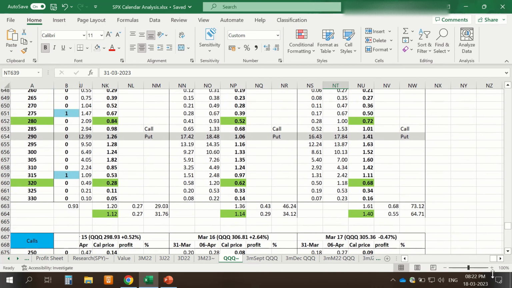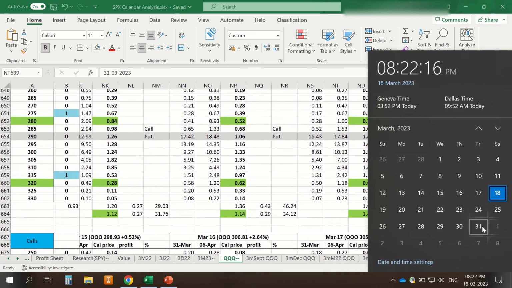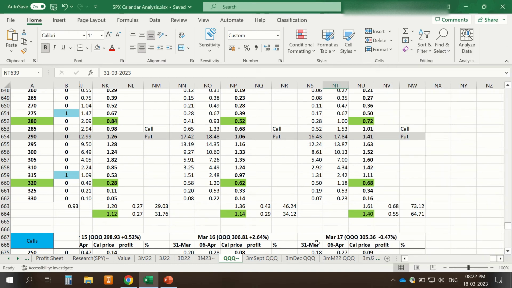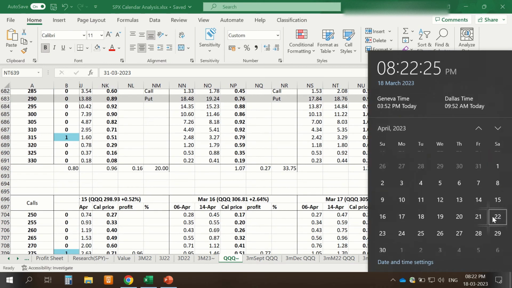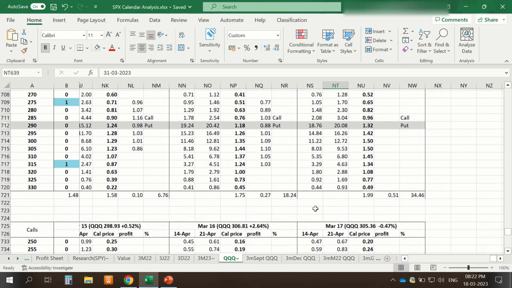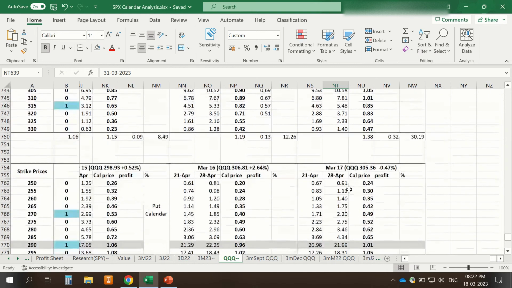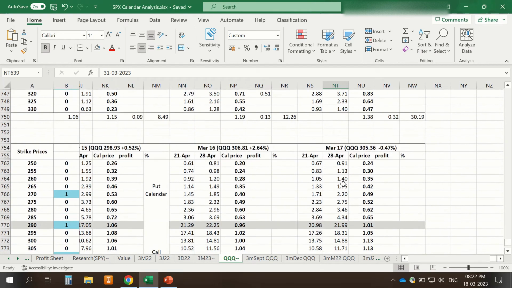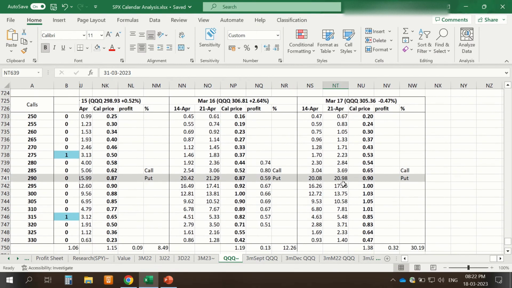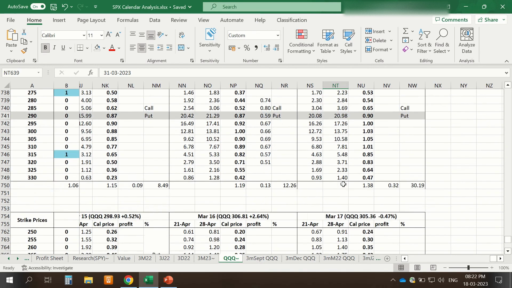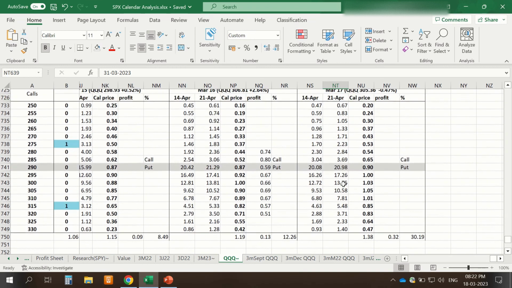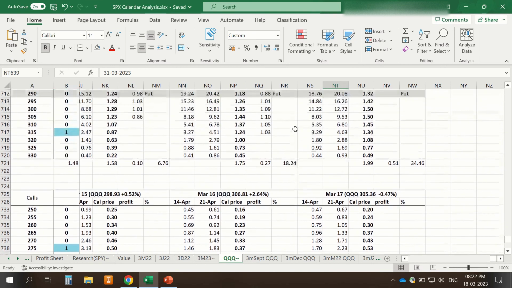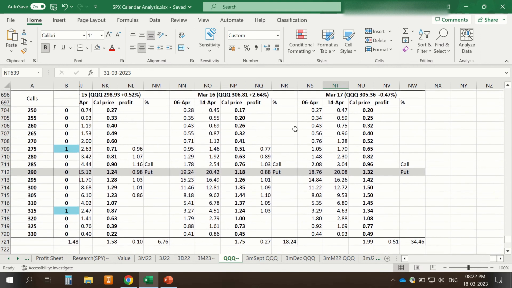Then 31st and 6th. So I'll go 24th and 31st, then 31st and 7th. The 7th was a holiday, so that's why it is 6th. So 31st and 6th. Now 7 days again, 6th and 14th. So basically every pair I'm putting, 6th and 14th, now 14th and 21st, and 21st and 28th. What happens is it helps me understand which pair I should go for, 2 weeks or 3 weeks. I have all the data in advance, all the data which I will need to enter any trade, I'll have it here. So it is a very detailed Excel sheet, all the data I have.